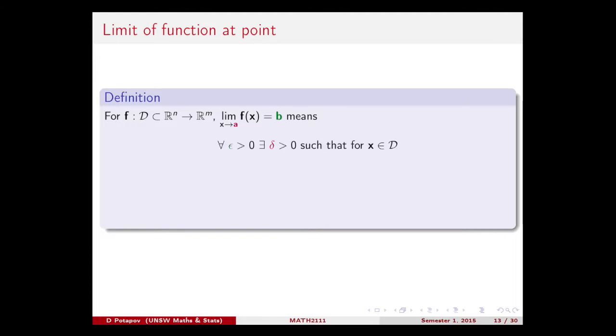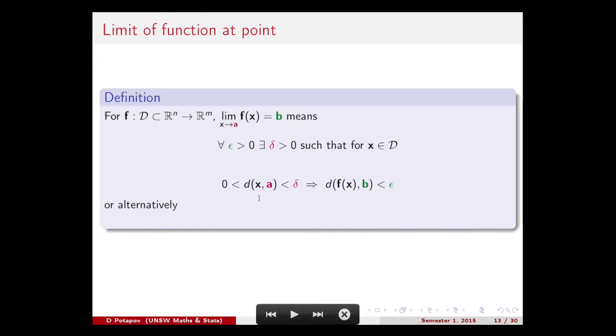That's how it goes. For every positive epsilon, you have to be able, and that's the actual content of justification of a limit, you have to be able to present a delta, positive, such that if your x falls within the delta ball with respect to Euclidean metric of the point A, then f of x, the image of point x, should be within the epsilon ball of the point B, the limiting point.